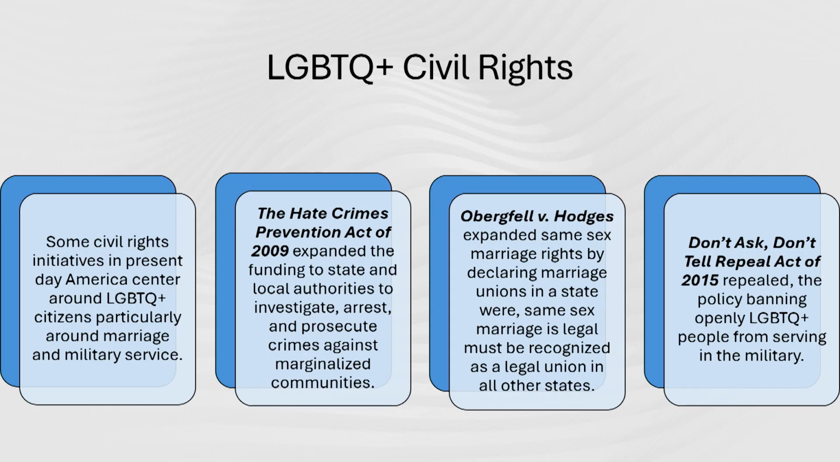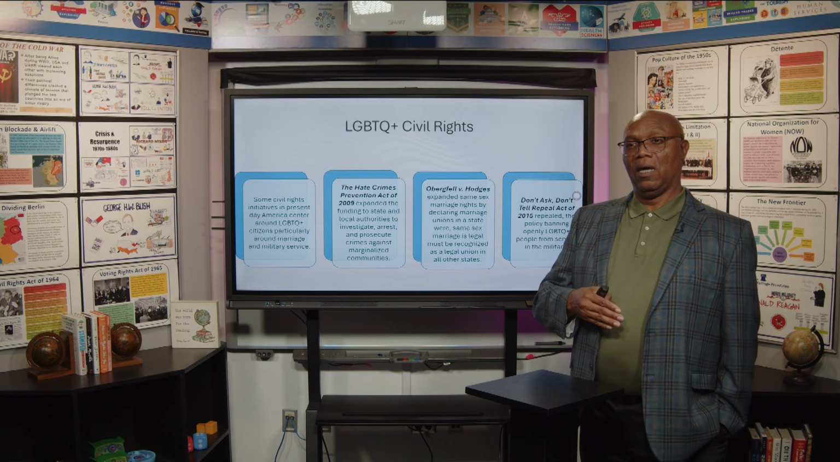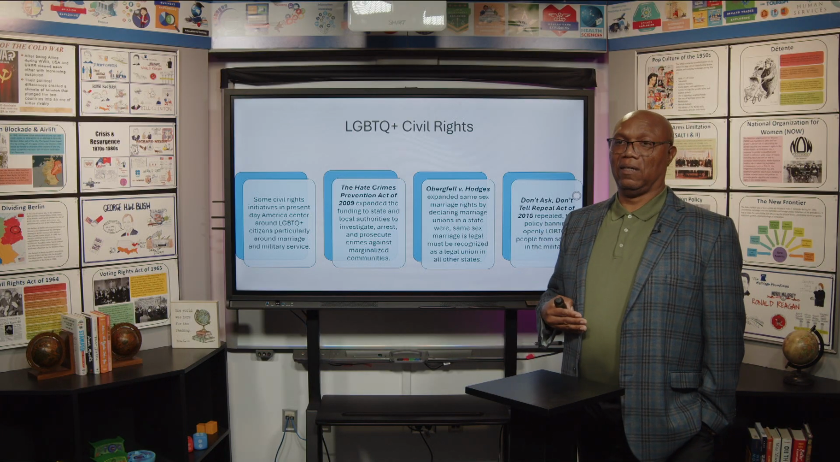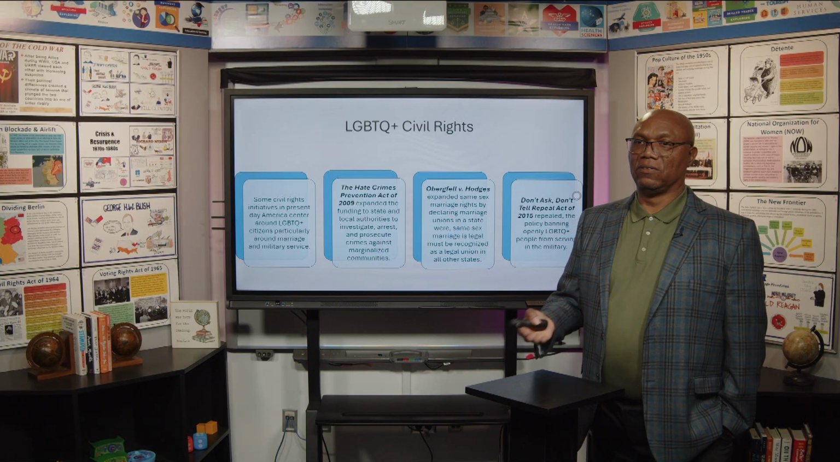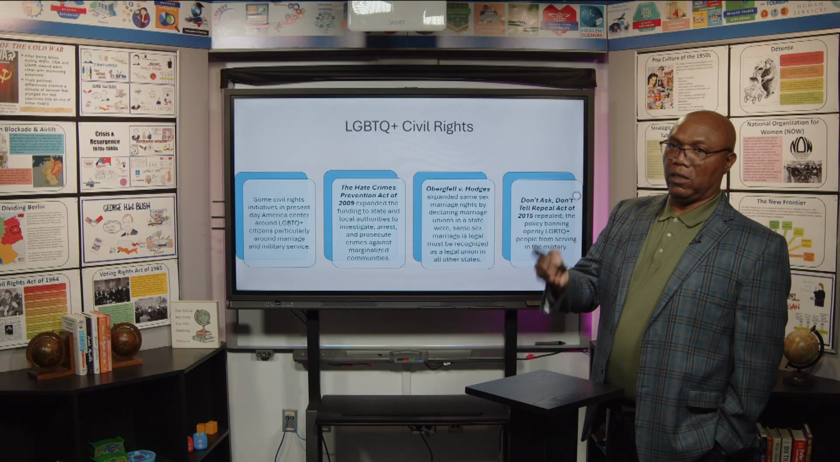The Hate Crimes Prevention Act of 2009, signed by President Obama, expanded the funding to state and local authorities to investigate, arrest, and prosecute crimes against marginalized communities. Obergefell v. Hodges expanded same-sex marriage rights, declaring that marriage unions in a state where same-sex marriage is legal must be recognized in other states in the United States of America. So in other words, if you get married as a same-sex person in one state that has it legalized, when you cross into a state that doesn't recognize it legally, you will still be recognized as having a legal union.